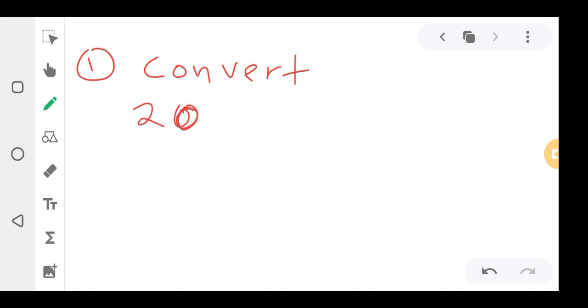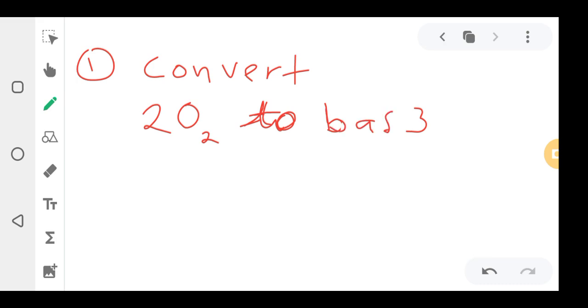Okay, for example, question one: convert 20 base 2 to base 3. This is 20 base 2. We are converting it to base 3. Convert 20 base 2 to base 3.